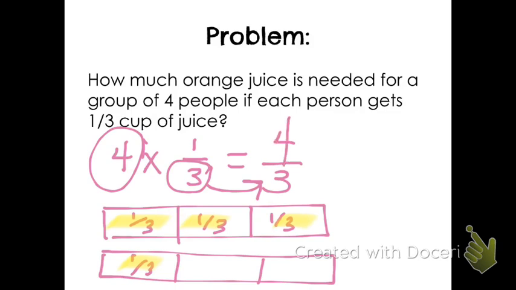And if I think about what I would see here, if I just use my visual to write an improper fraction, I have 1, 2, 3, 4 parts that are all separated into thirds.